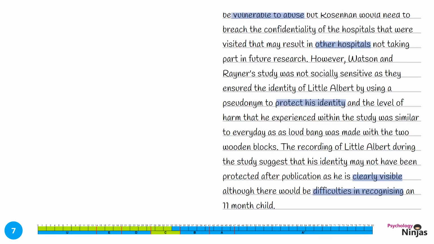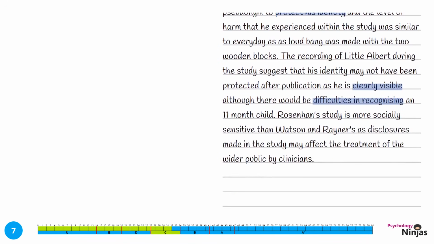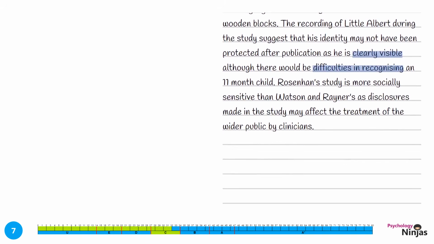To complete this evaluation paragraph, what we want to do is come to another judgment. Rosenhan's study is more socially sensitive than Watson and Rayner's, as disclosures made in the study may affect the treatment of the wider public by clinicians. We've been clear in our judgment, and we've said why this has an impact.